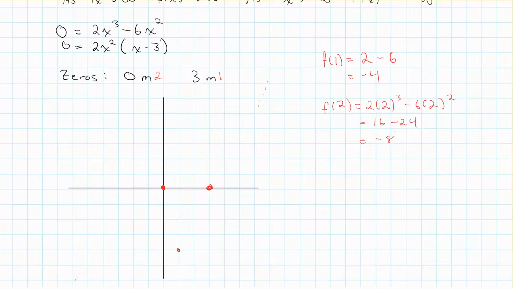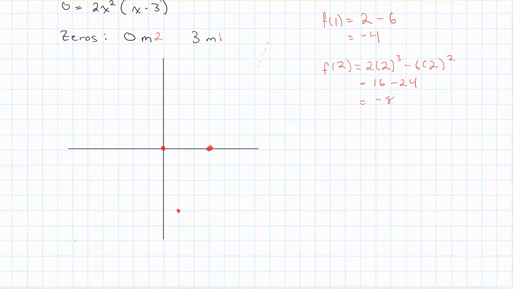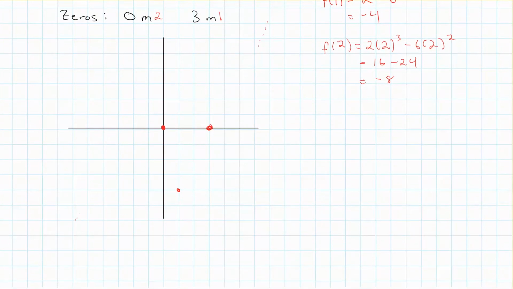2 to the third is 8, times 2 is 16. 2 squared is 4, times 6 is 24. 16 minus 24 is negative 8. And so if I wanted to plot that, the point would be even further down here.